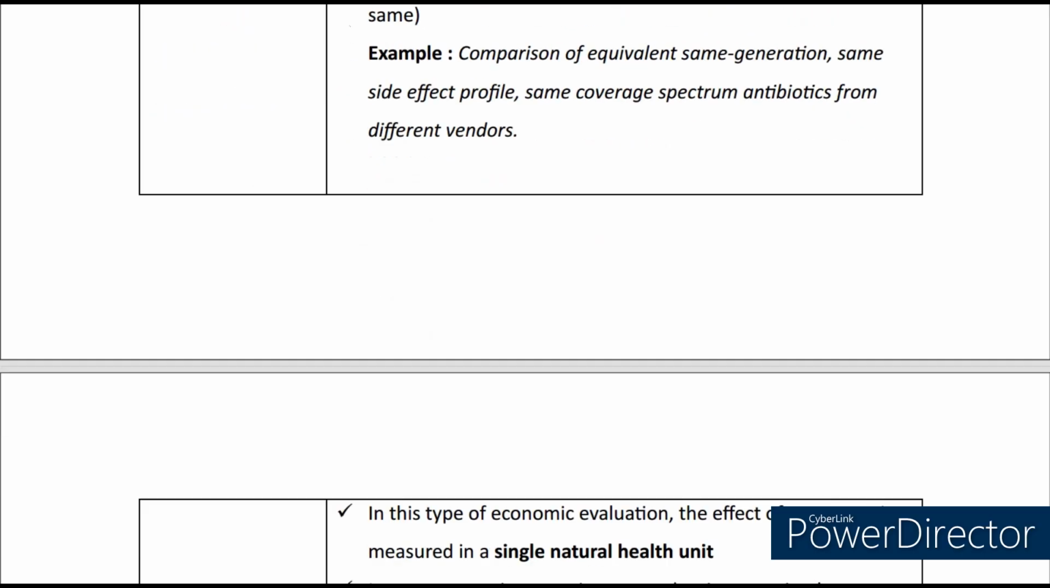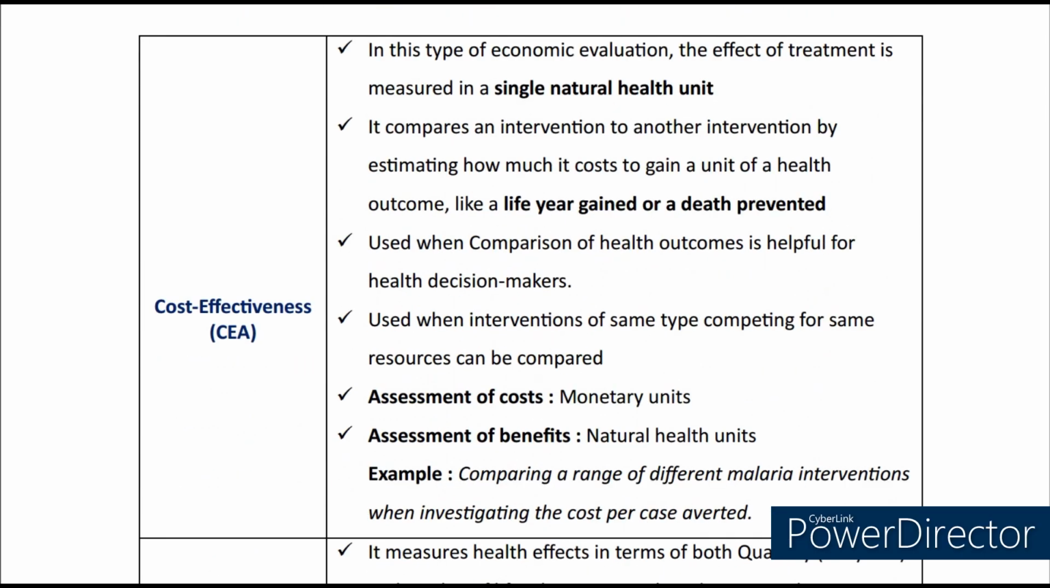Now coming to the next one, that is cost effectiveness analysis. So in this type of economic evaluation, the effect of treatment is measured in a single natural health unit. So it compares an intervention to another intervention by estimating how much it costs to gain a unit of health outcome. So that unit of health outcome can be a life year gained or a death prevented.